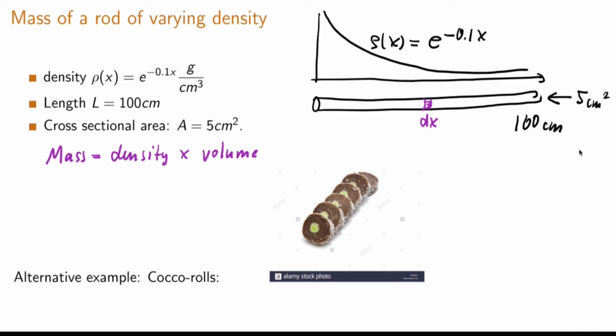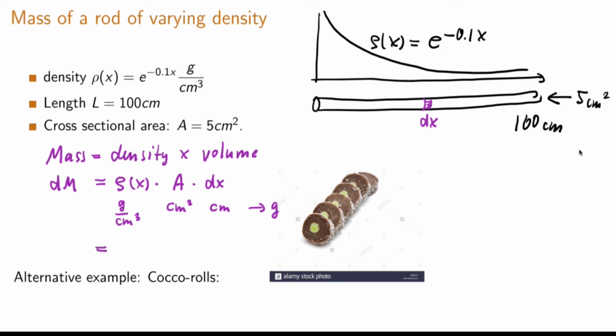So for this little purple element, I call the mass dm, right? I use the d notation for small elements. So then this would be the density, which is rho of x, times the volume. And the volume of this element would be the area, A, times dx. Let's just quickly look at the units. So the density has gram per centimeter cubed. An area would be centimeter square. And the dx is centimeters, so together this has a unit of gram, which makes a lot of sense for the rod. It also makes a lot of sense for the pistachios.